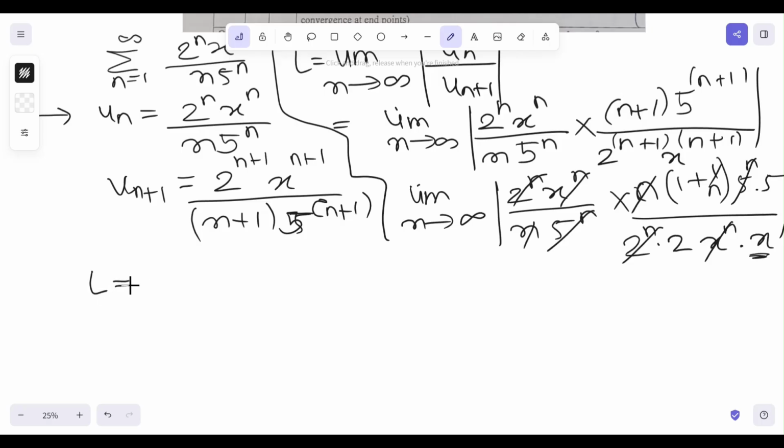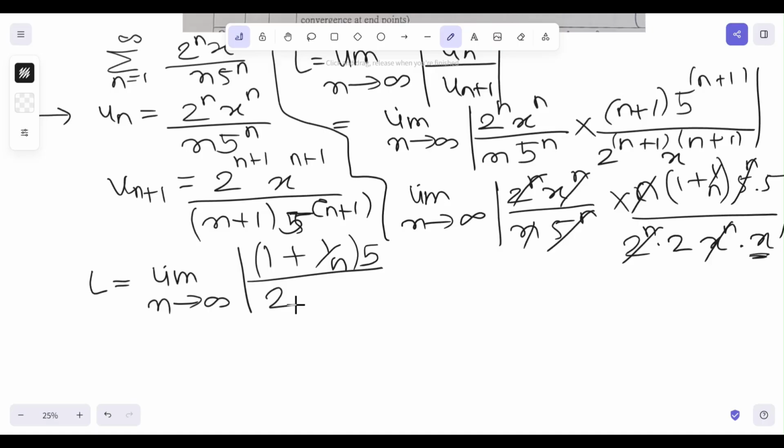So L equals the limit of n tends to infinity under modulus of what we have, 1 plus 1 upon n, into 5, divided by, in the denominator, you have 2x. Here x is constant, so take it outside, 1 upon mod of x, and if you apply the limit here, 1 upon infinity becomes 0. So this term becomes 0, then you get 5 by 2 as the limit.